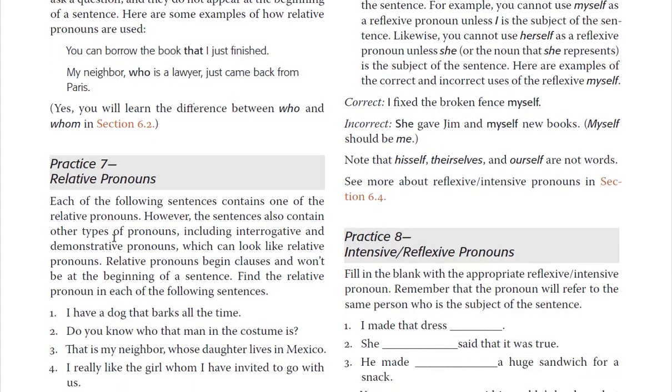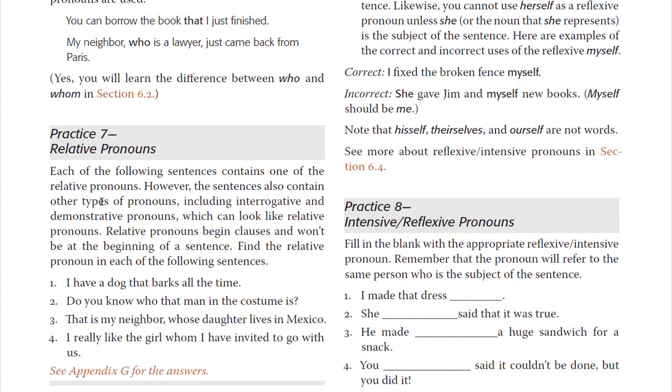So each of the following sentences contains a relative pronoun. I have a dog that barks all the time. So that is a relative pronoun. Do you know who that man in the costume is? Who is an interrogative pronoun. So an interrogative pronoun asks a question, while a relative pronoun is in a clause. It's an adjective clause that modifies dog. Remember that relative pronouns always begin an adjective clause. So I have a dog, and that barks all the time modifies dog.